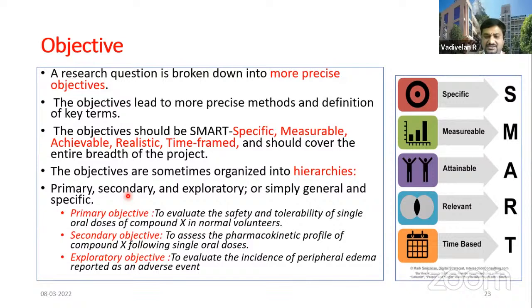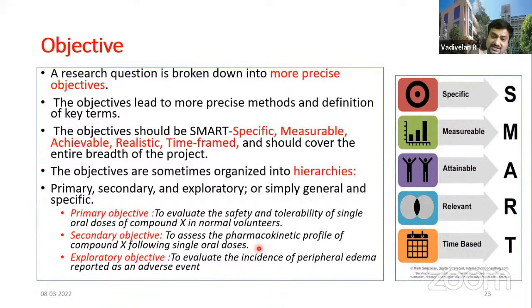So one example is given here. Primary objective: to evaluate the safety and tolerability of a single oral dose of a compound in normal volunteers. So this may be a primary objective. The secondary objective may be based on that. What we are going to assess from that? We are going to assess the PK profile of the compound X from the single dose.